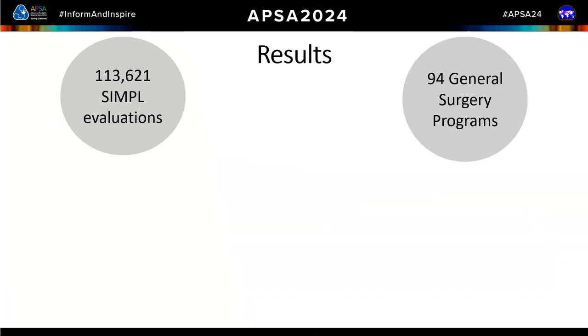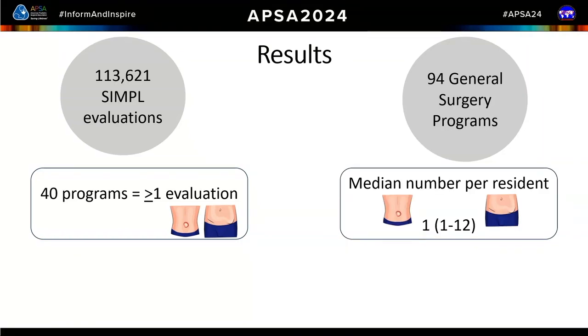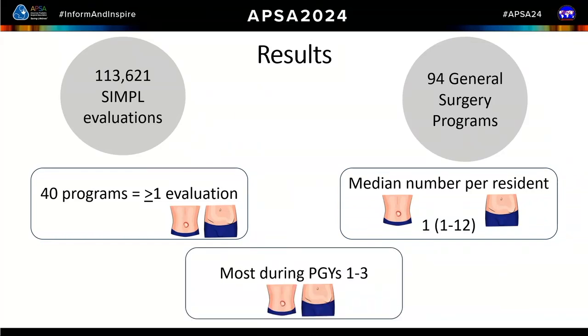We had a total of 113,621 evaluations from 94 general surgery programs. And of these, 40 programs included at least one evaluation for the pediatric surgery procedures of interest. The median number of pediatric umbilical and inguinal hernia repairs that were logged in Simple per resident was 1. And the most commonly performed umbilical and inguinal pediatric procedures were performed during PGY years 1 through 3.